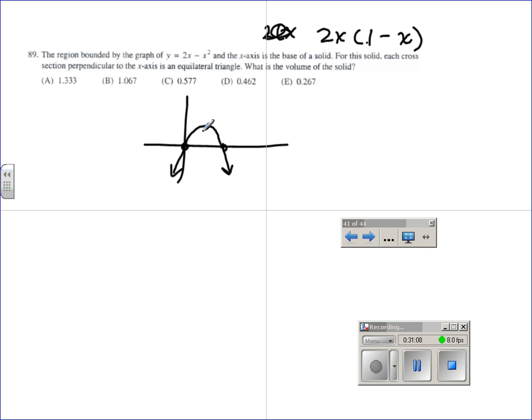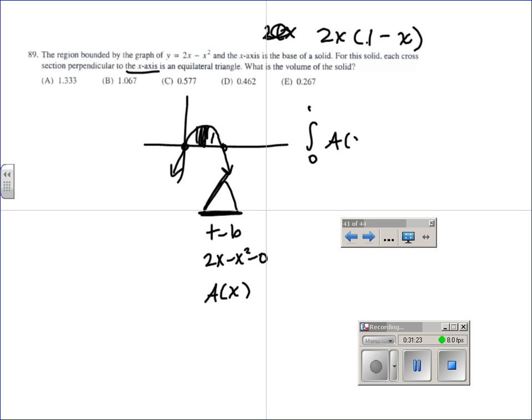And we have cross sections perpendicular to the x-axis. So we're integrating from 0 to 1. It's always top minus bottom here, and that would be just the function itself minus 0. That's how you do cross sections: you integrate the area of one slice. You just focus on one slice.